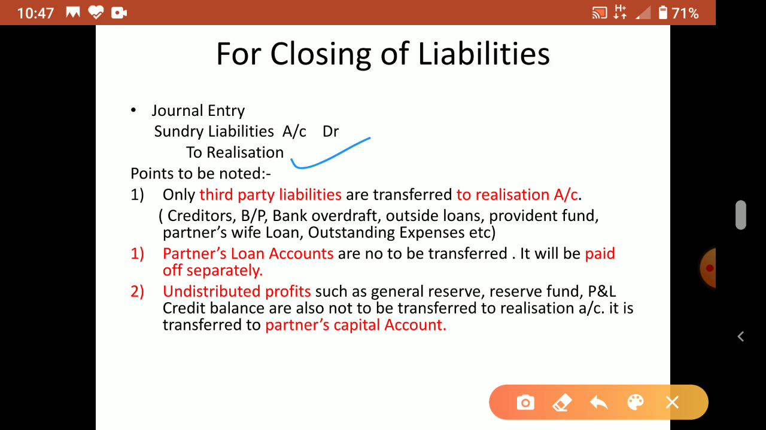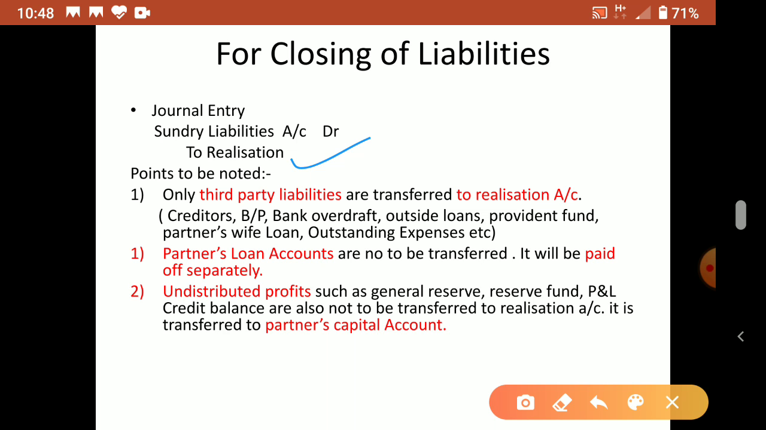So here also some points you have to remember. First point is only third parties' liabilities are transferred to realization account. So what type of liabilities do you have to transfer? Third party liability means outsiders' liabilities. So on the liability side, I think you remember, you can see three types of items. One is the category of outside liabilities, means the amount we have to pay to the outsiders. We borrowed from somebody, that we have to pay to them. Another category is what? Reserves and provisions or profit and loss account balance, whatever we created, that is there.